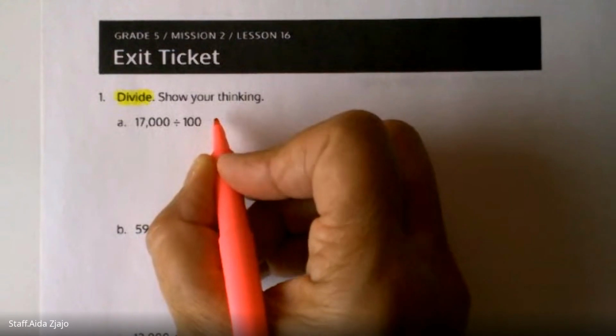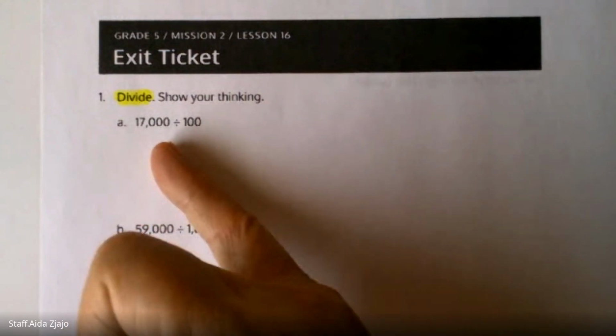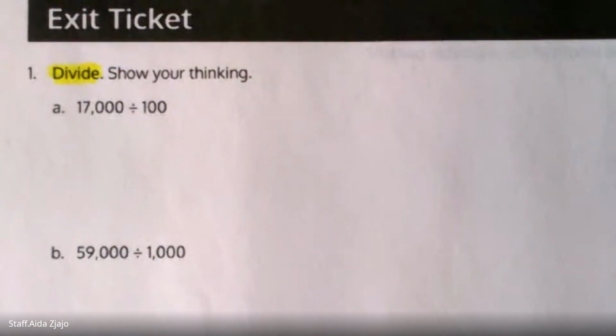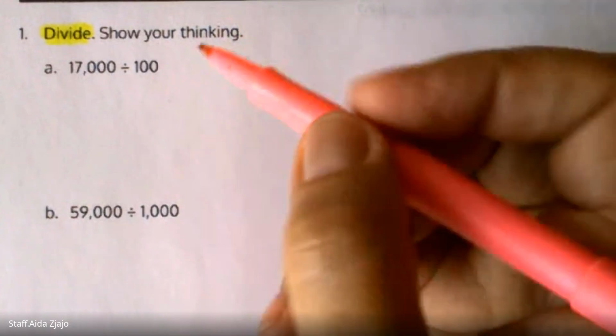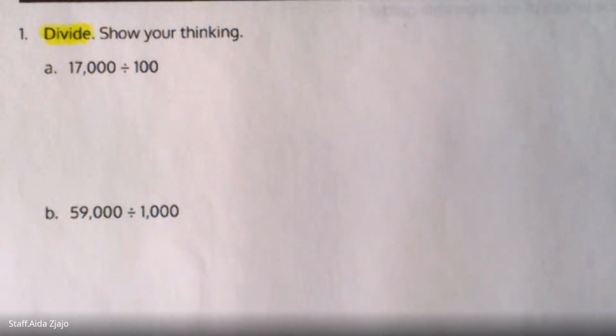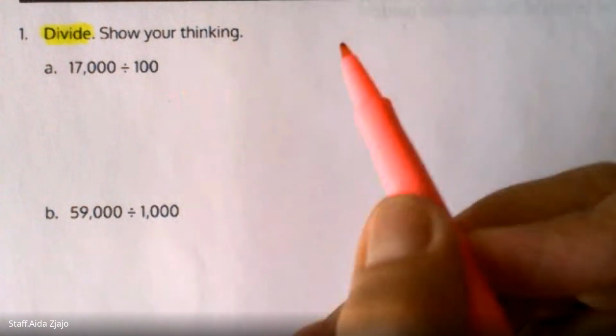Divide, show your thinking. Okay, so if you divide by 100, that number is going to get 100 times smaller. So when you divide by multiples of ten, the number that you divide is losing zeros.